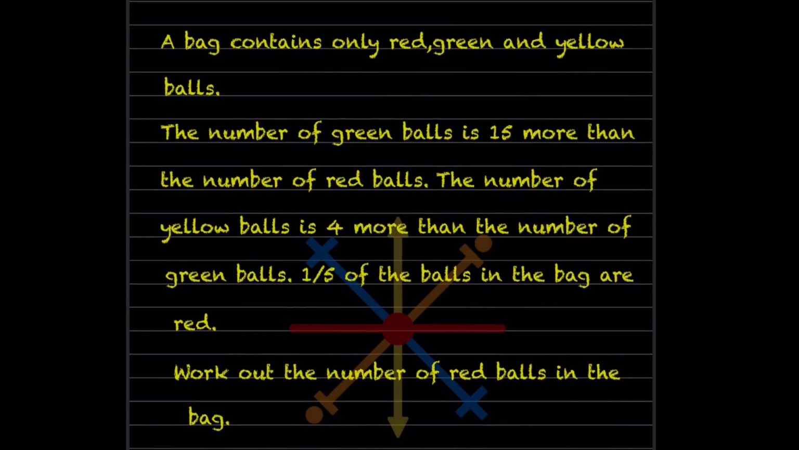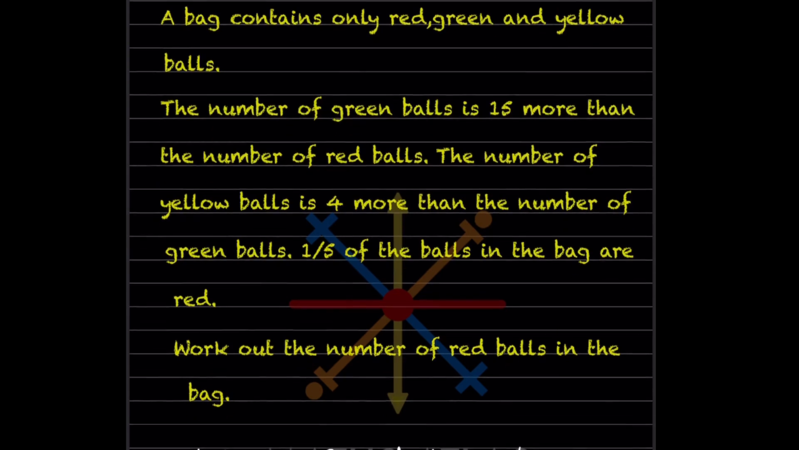Now here it is said the bag contains only red, green and yellow balls. The number of green balls is 15 more than the number of red balls. The number of yellow balls is 4 more than the number of green balls. And 1/5 of the balls in the bag are red. So we have to work out the number of red balls in the bag.